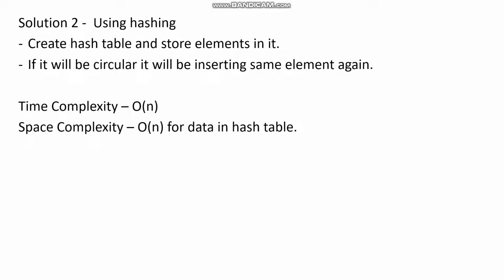Then we will discuss the second solution. In the second solution we will be using a hash table. How this solution will work: while traversing the linked list, we will store each node of the linked list in the hash table, and if it is a circular linked list, then one of the elements will be inserted again, and we will check that in the code. So if the same node is going to be added in the hash table again, then we will find out this is a cyclic linked list.